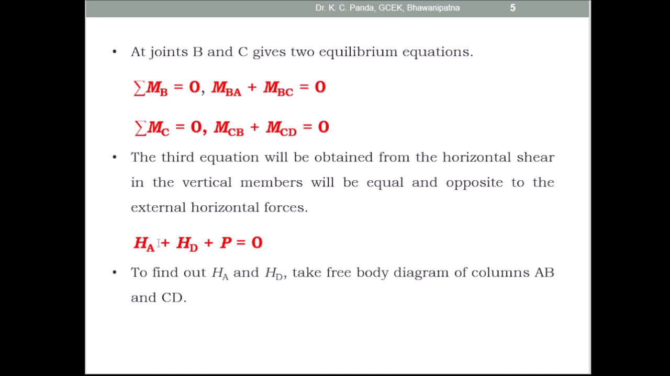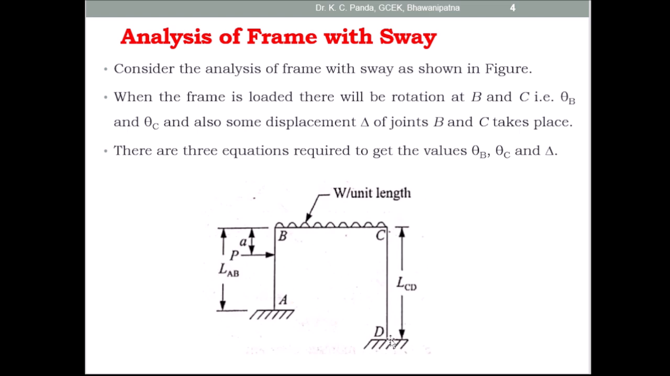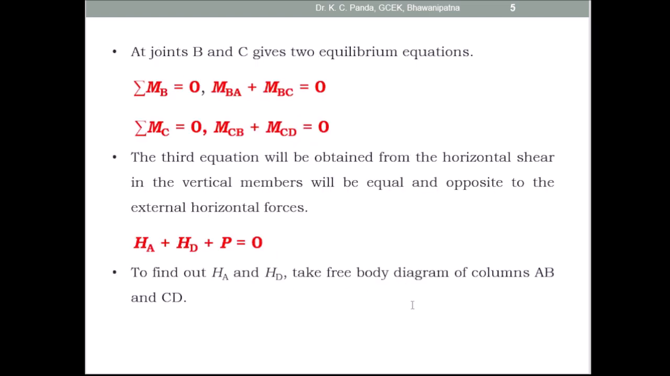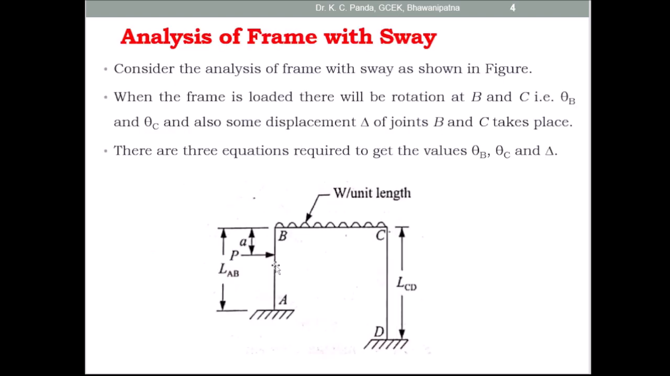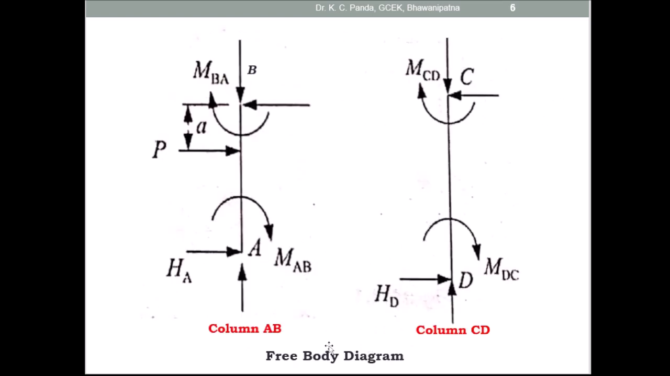Here you have to find out HA and HD, the horizontal shear at A and the horizontal shear at D. So that you can find out by taking the free body diagram of column AB and column CD. By taking the free body diagram of column AB and column CD, you can find out the horizontal reaction at A and the horizontal reaction at D, that is, the horizontal shear at A and horizontal shear at D. So this is the free body diagram of column AB and column CD.